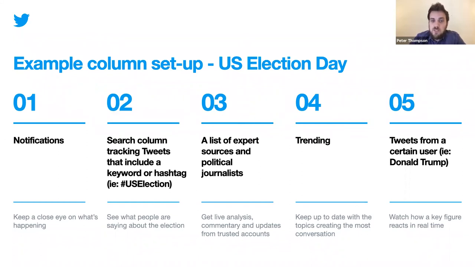The third column could be a list of experts, expert sources and political journalists that you've made yourself. So you can get live analysis, commentary and updates from accounts that you trust. The fourth column could be our trending column, which lists the trending topics of the day and can help you keep up to date with what users are talking about. And then maybe the fifth column, you'd have tweets showing from a certain user, for example, Donald Trump, if you wanted to watch how he was responding to the results in real time.